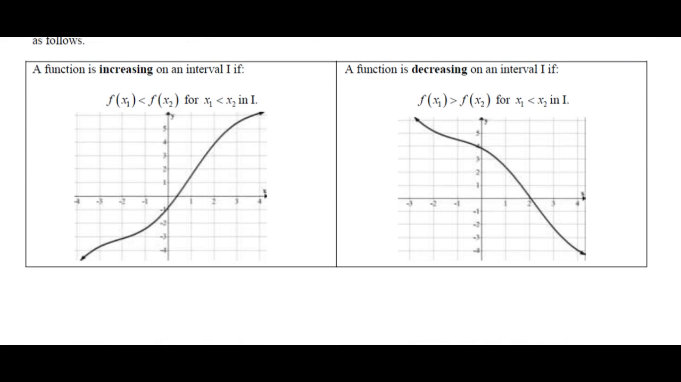In mathematics, we define intervals of increase and decrease for a function as follows. A function is increasing on an interval if f of x1 is less than f of x2, where x1 is less than x2 in the interval. So basically it says any point to the left has a smaller y value than any point to the right of it, right? This function, you can see here, is obviously increasing. And it's decreasing if any point to the left has a higher y value, or f of x value, as we go. So as we go from left to right, increasing means larger y values, larger f of x, and as we go from left to right, decreasing means going down.